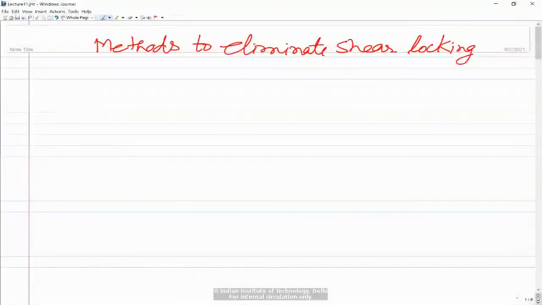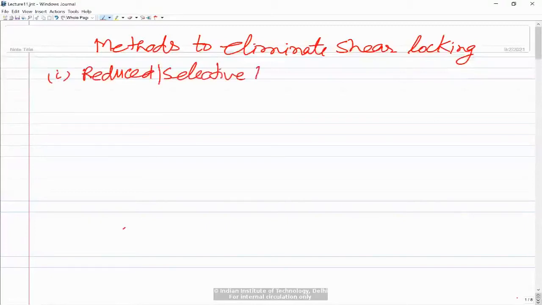So I had told you three methods. Let me discuss each of these one by one. The first one we discussed was the reduced or selective integration technique. In this, basically locking is introducing extra stiffness, so to reduce that stiffness, we do the reduced integration.